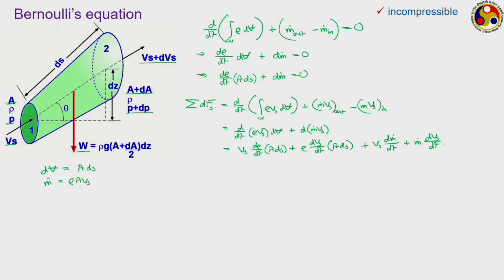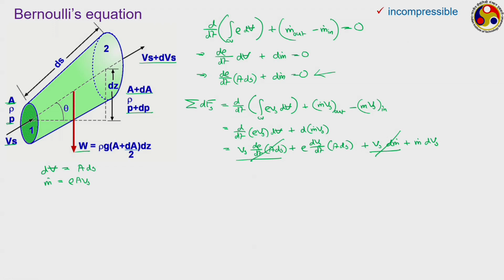Now, if we compare this with the mass conservation equation, or sorry, just a mistake here, Vs into dm dot/dt. Now, if we compare with the mass conservation equation, that is this particular form, you can see this particular term and this particular term actually cancel each other. So, we remove them, with two terms remaining.